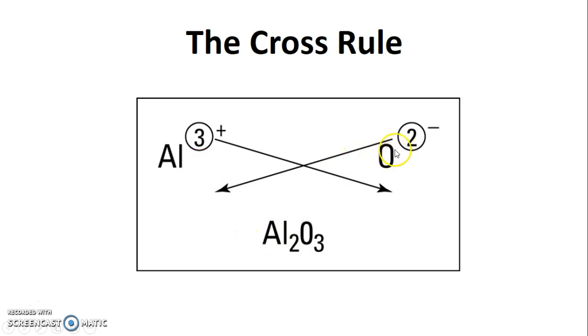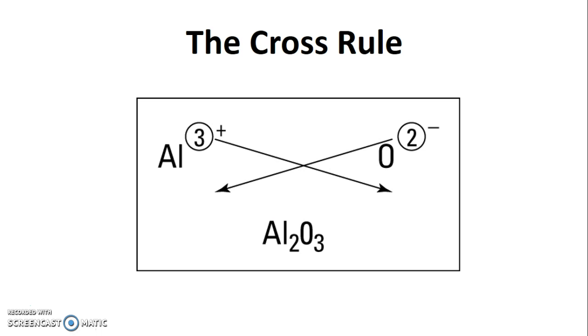Now the only tricky bit would be if it ended up 2 and 2. So if it was magnesium oxide, magnesium is Mg2+, oxygen is O2-, you wouldn't write Mg2O2, right? We want to find the lowest common denominator, so the 2 cancels out, making 1, so it's just MgO. This is a tricky thing.